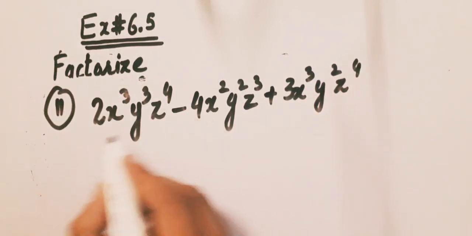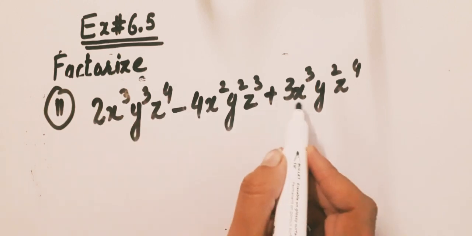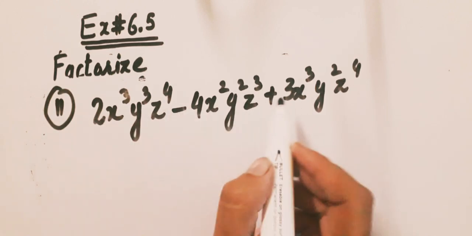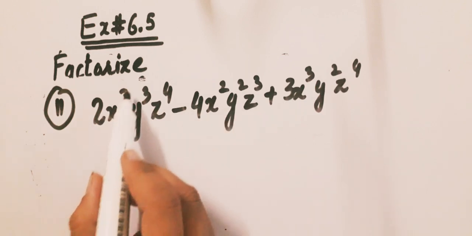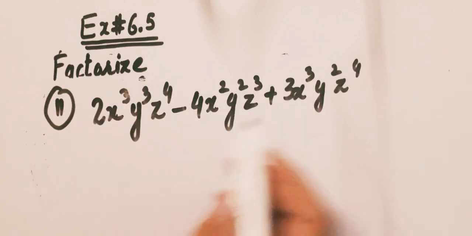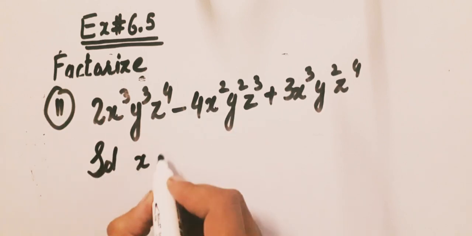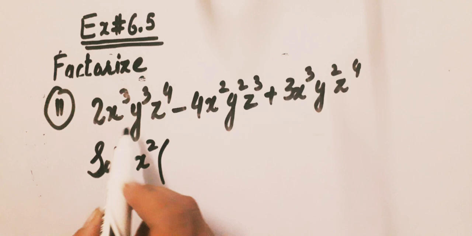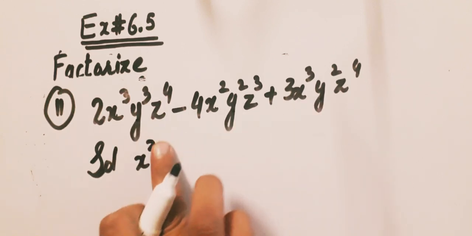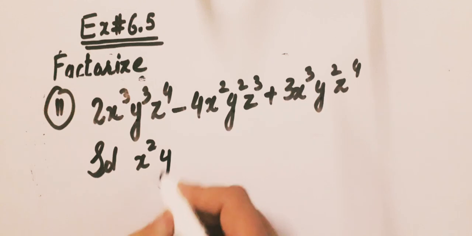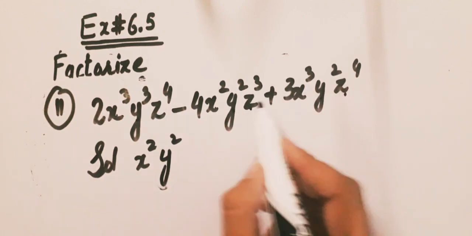Now you will take 2, 4 and 3. These are not having any common factor. So x raised to power 3, x raised to power 2, x raised to power 3. You will take the smallest power, that is x raised to power 2. y cube, y square and y square: you will take y square as common. z4, z cube and z4: so z cube.